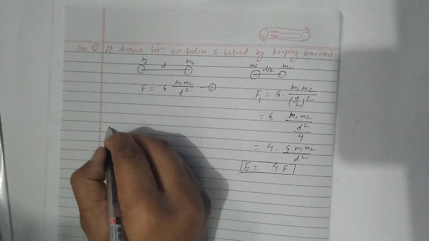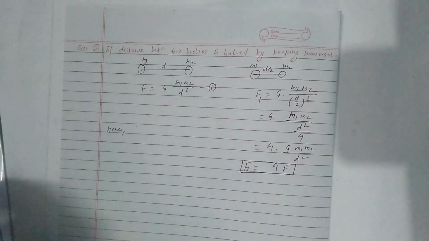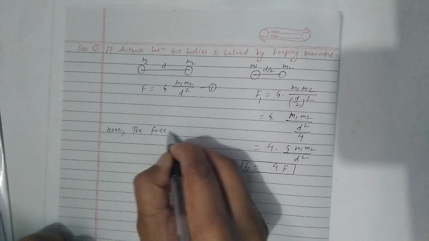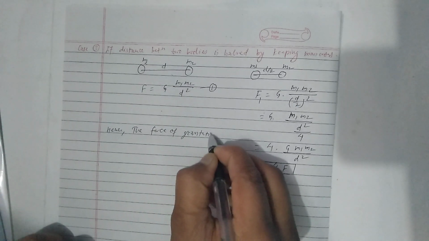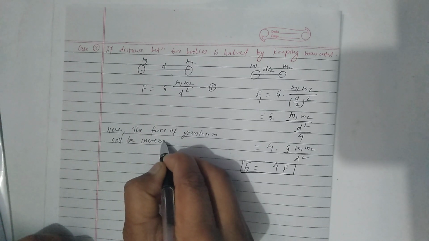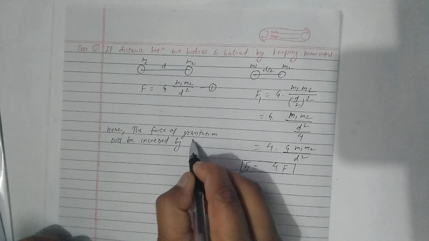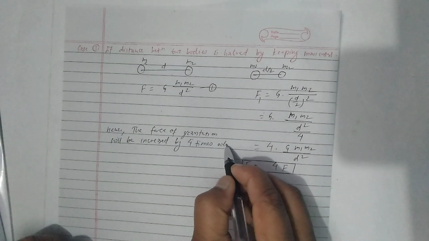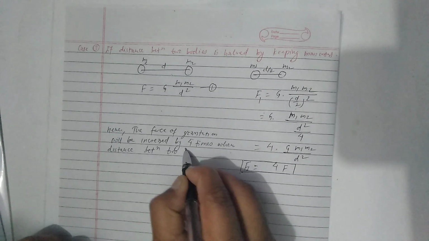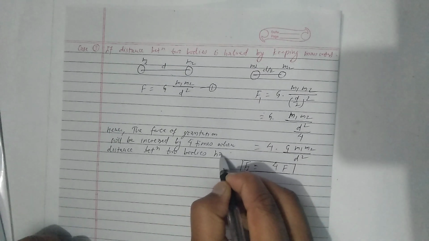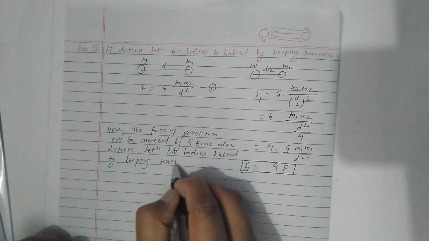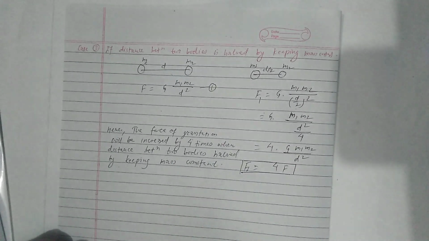So you can write, hence, the force of gravitation will be increased by 4 times when the distance between two bodies is halved, keeping mass constant. Okay, you need to understand this.